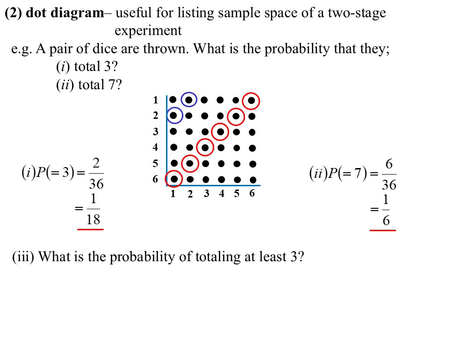Probability at least 3. At least 3, it's probably going to be quicker going 1 minus the complementary, because there's less to count. So 1 or 2, and there's actually only one number. There it is, 1. 35 out of 36.